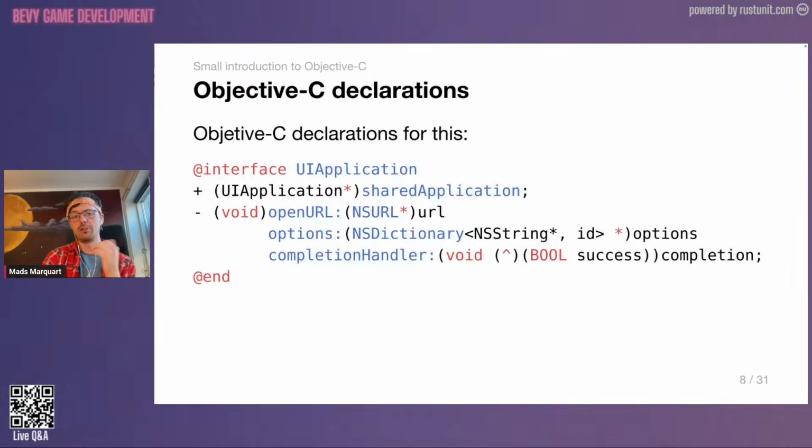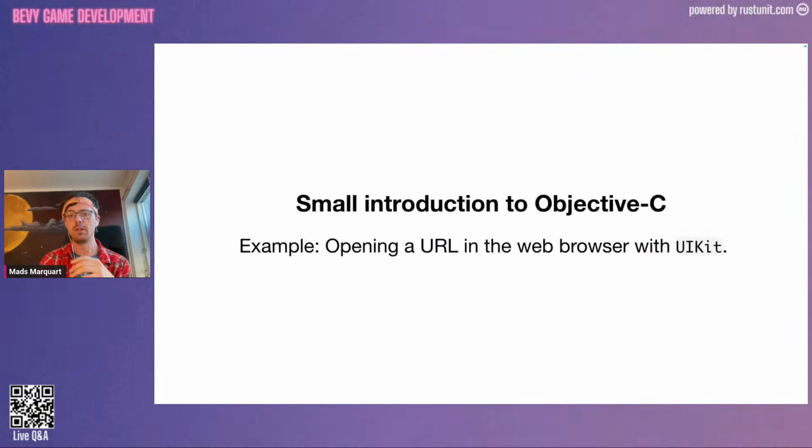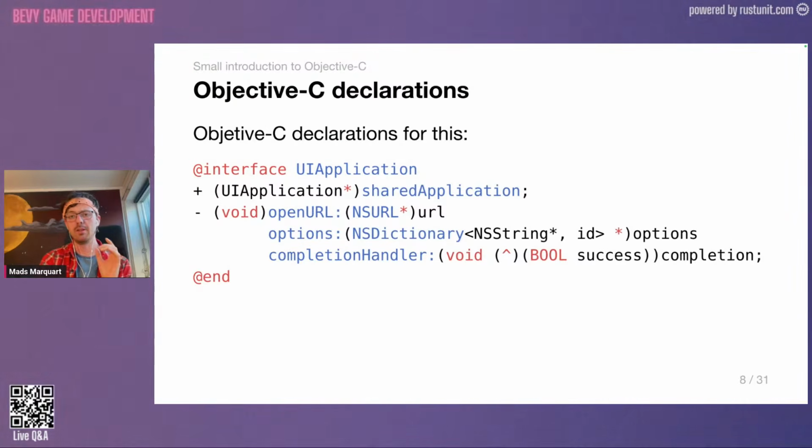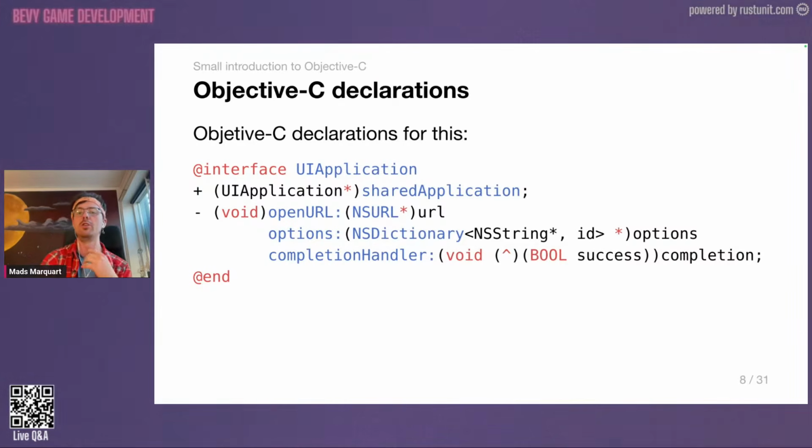My example here is going to be opening a URL in the web browser, and I'm going to use the UIKit framework for this on iOS. For this, we'll need these APIs. It looks like this in this header file. You have this interface and then UIApplication, which is a class. And then you have an initializer method, which gets the application, and then you can call a method on the application to open a URL.